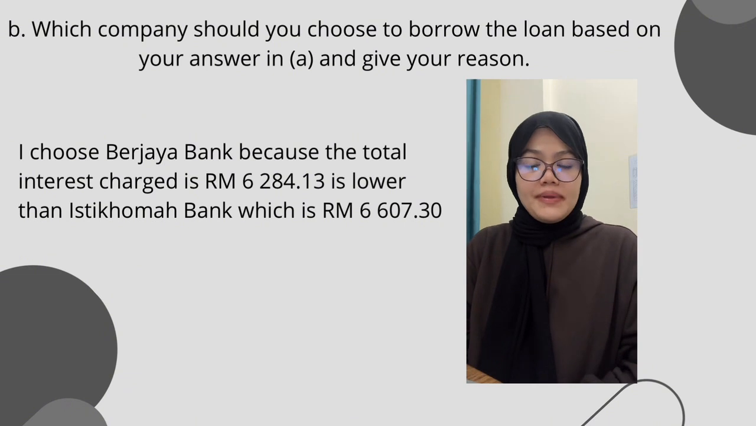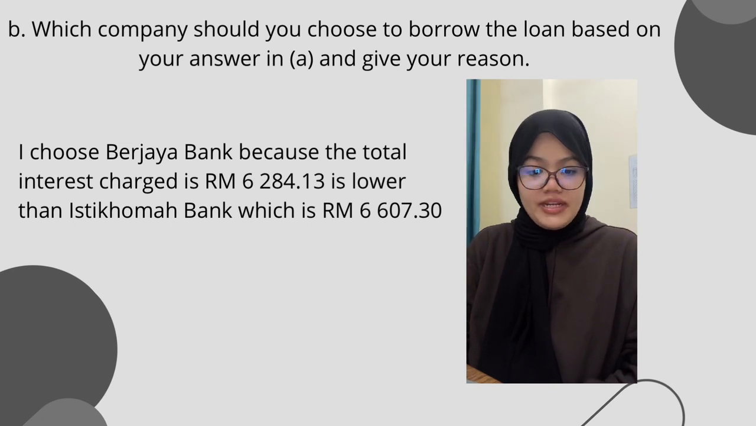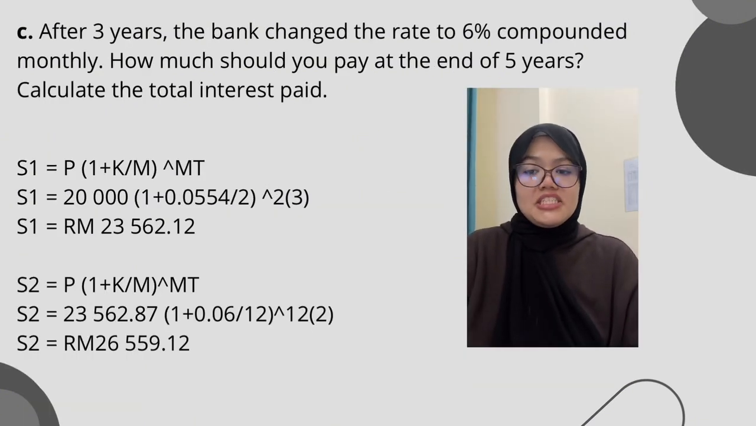B. Which company should you choose to borrow the loan based on your answer in A and give your reason? The answer is I choose Berjaya Bank because the total interest charge is RM 6,284.13. It's lower than Istiqomah Bank, which is RM 6,607.30.